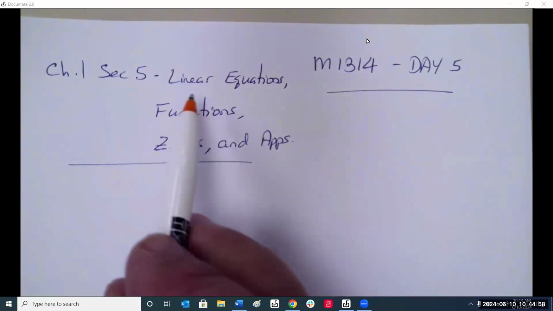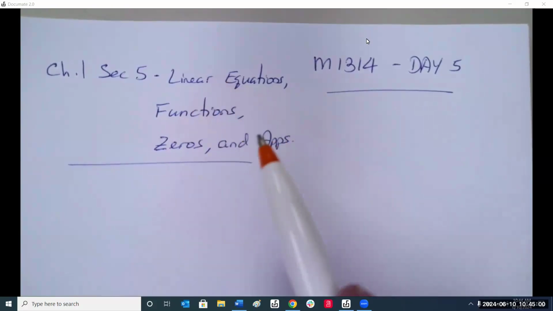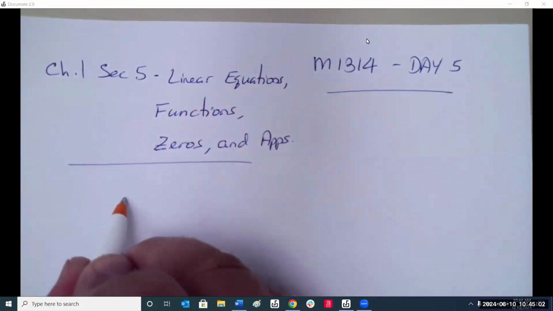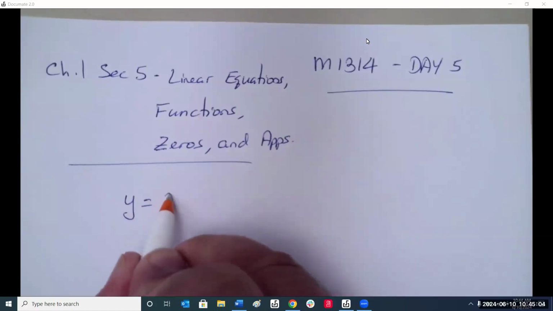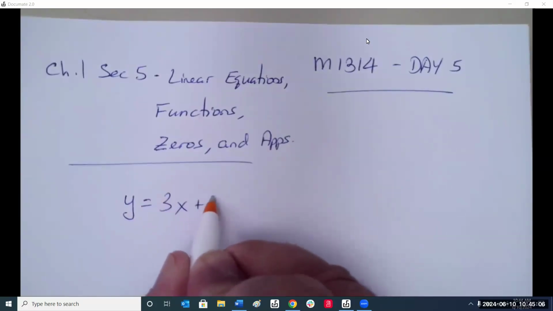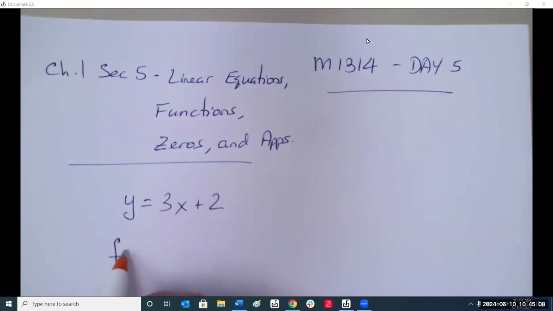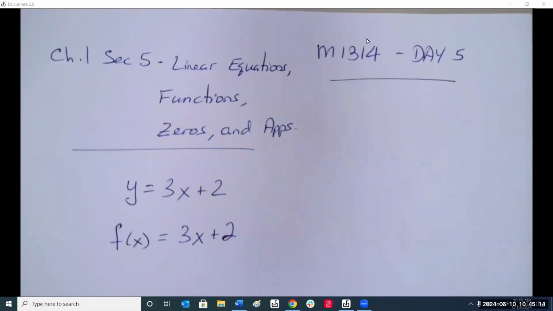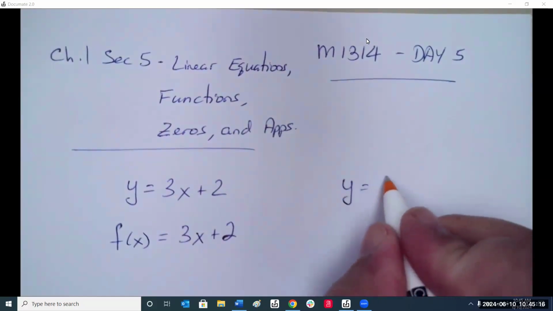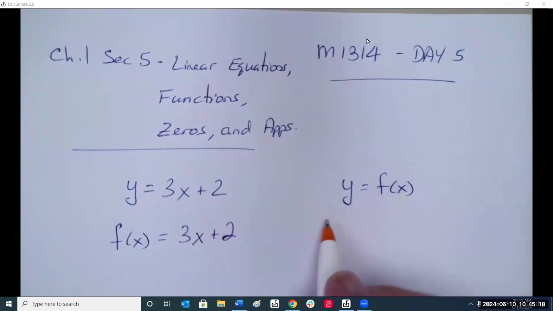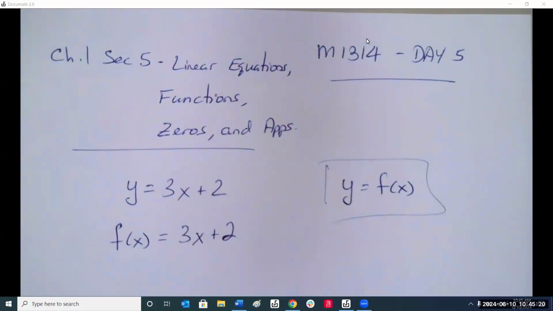So this one, we look at linear equations and functions. Remember, the same thing, y equals... the difference between regular linear equations and functions. It's just the first term. y and f of x mean the same thing. They're the same thing. So equations and functions, that's the only difference, is just the way they look.